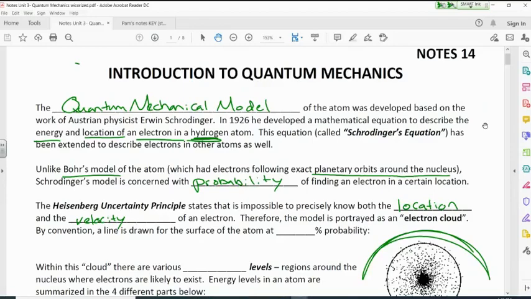By convention, a line is drawn for the surface of the atom at 90% probability. So those mathematical calculations are supposed to tell us the electron's location with 90% probability. We're 90% sure that it's there, but they move so fast that there is still that 10% error. All right, let's scroll down.